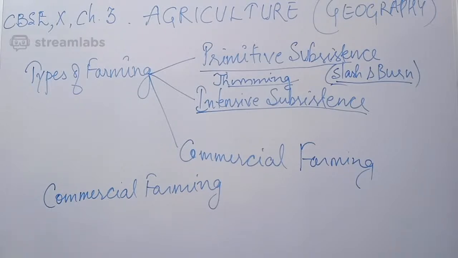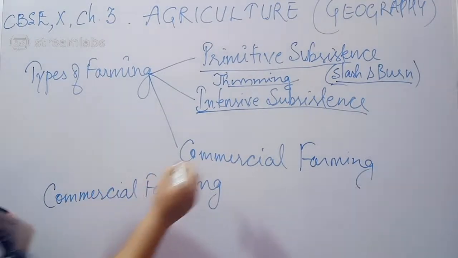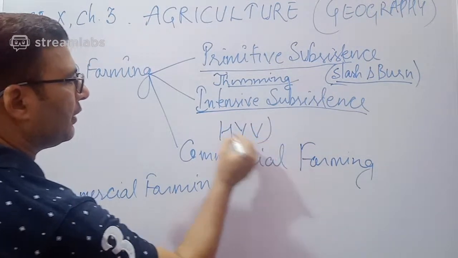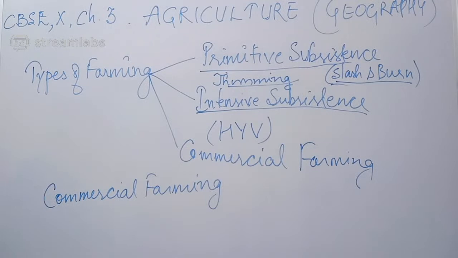It is undertaken to earn profits. The main intention behind doing commercial farming is to earn profits. This kind of commercial farming uses higher doses of modern inputs, that is HYV. Now what is it? It means high yielding variety seeds, chemical fertilizers, insecticides and pesticides.